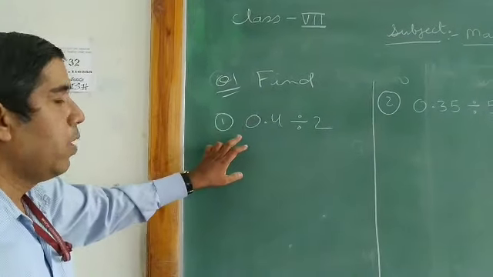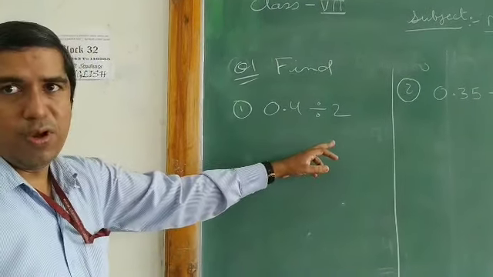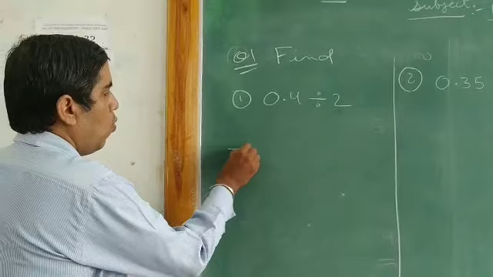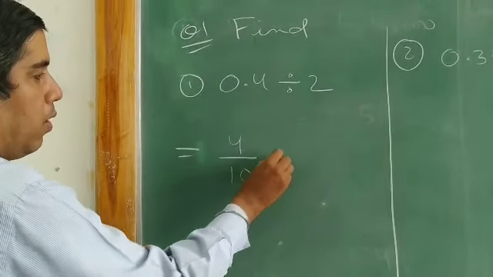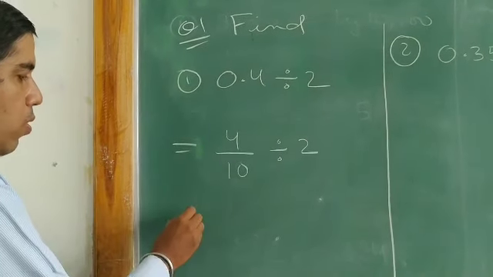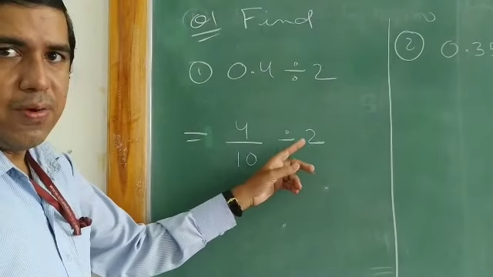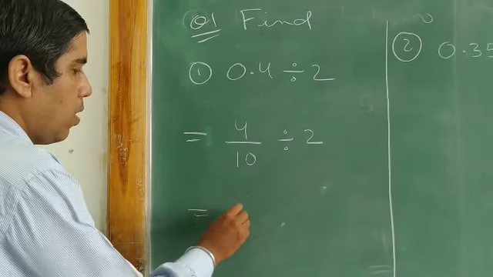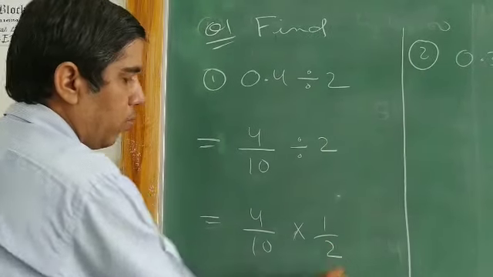You can see the sum. It is 0.4 divided by 2. So first we will convert this into fraction form. It is 4 by 10 divided by 2. Now I will convert this division into multiplication. I will take the reciprocal of this. So it will come 4 by 10, and this becomes 1 by 2.